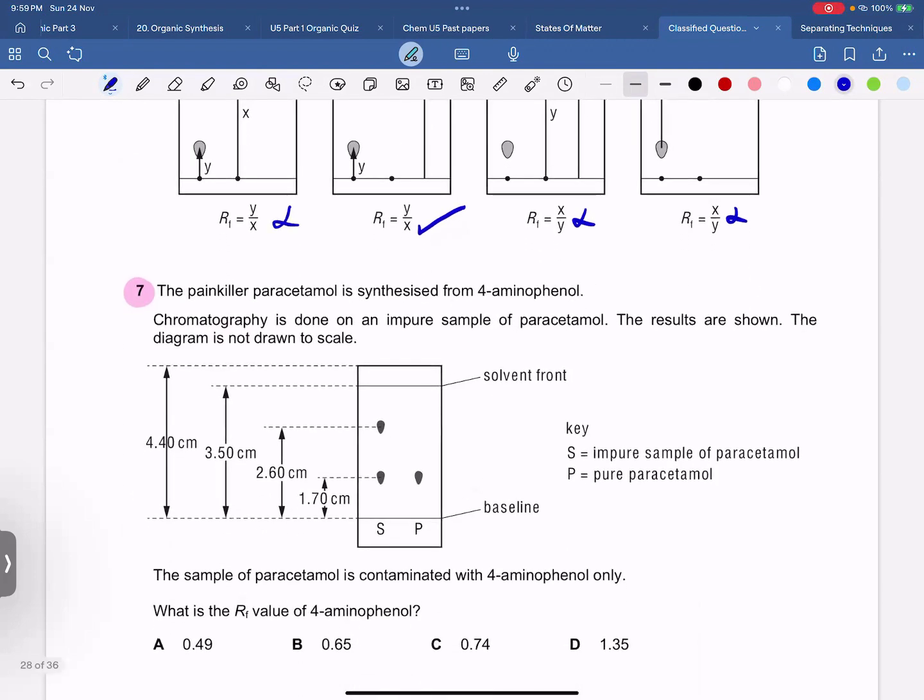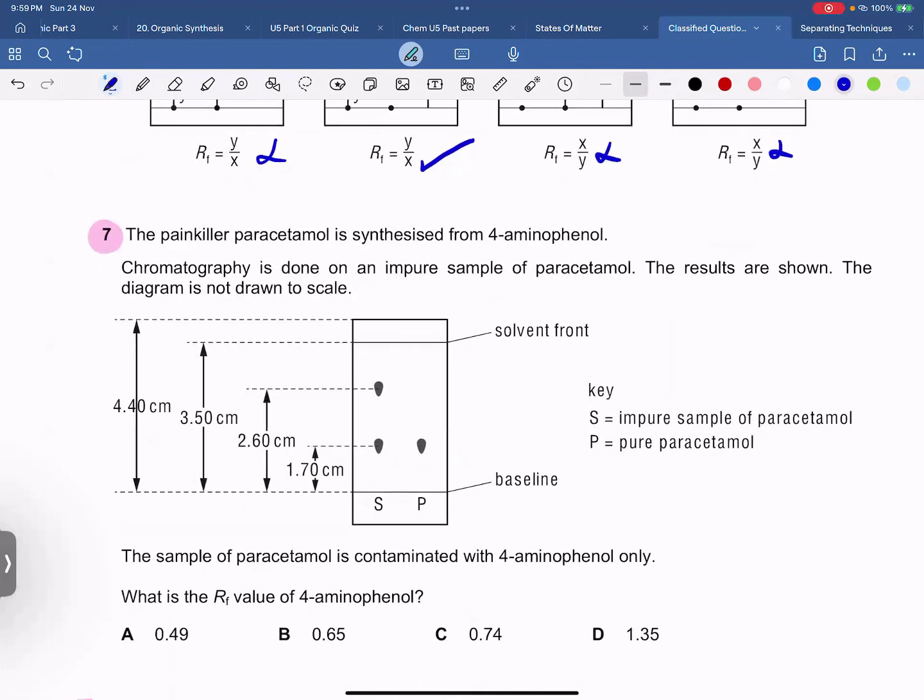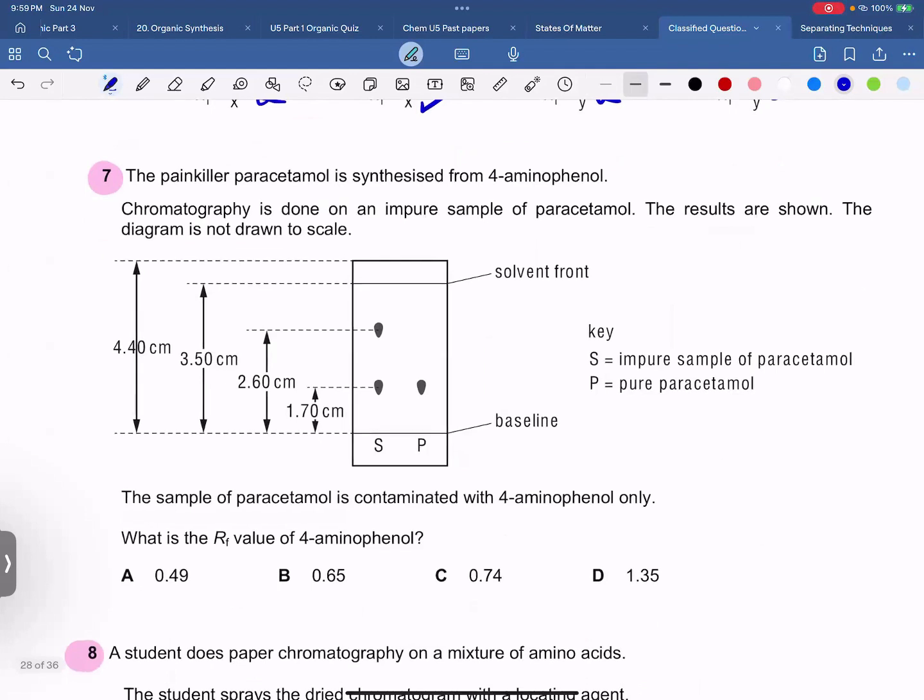And then the painkiller paracetamol is synthesized from 4-aminophenol. So chromatography is done on an impure sample of paracetamol. The results are shown. The diagram is not drawn to scale. So S is impure, 2 spots show. P is pure paracetamol. So the sample of paracetamol is contaminated with 4-aminophenol only.